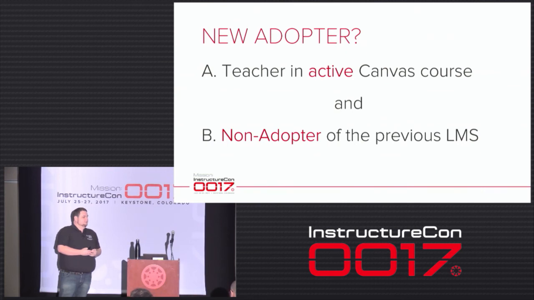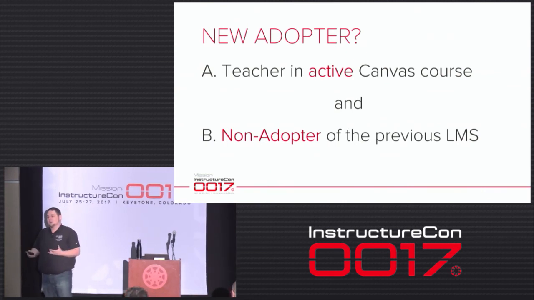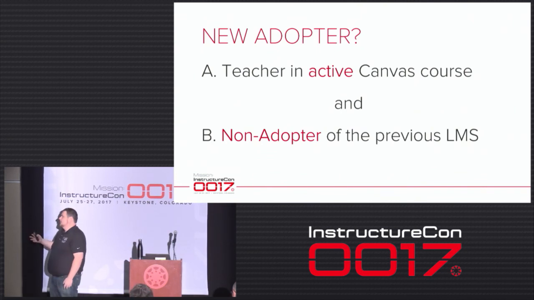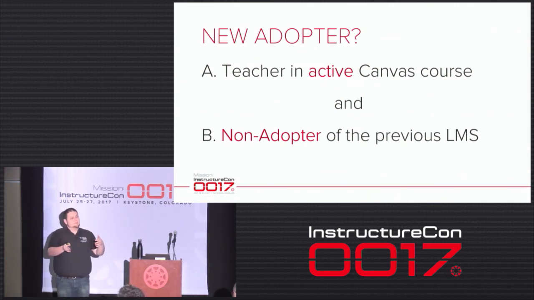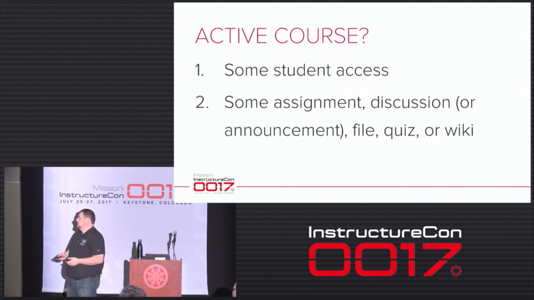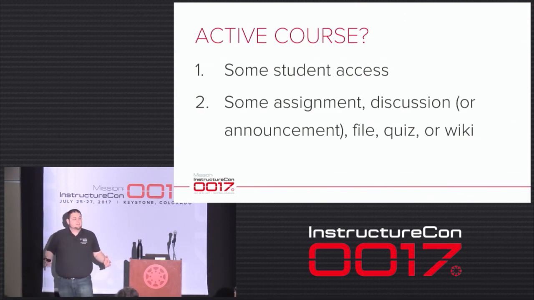So I had to ask myself, what would a new adopter be? Somebody who taught an active Canvas course and somebody who had not adopted our previous LMS. In other words, somebody who was a teacher during the same past couple years so that we had our old LMS and we were looking at our activity, but did not have active courses. So the first part of this that's important is our definition of an active course.